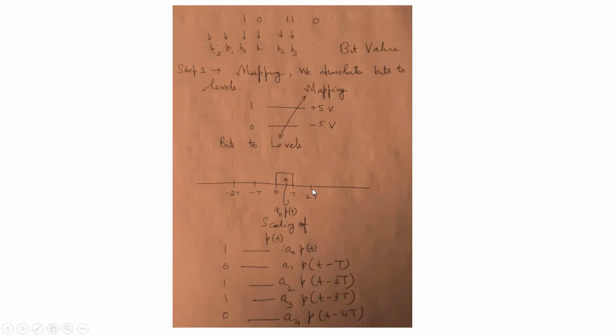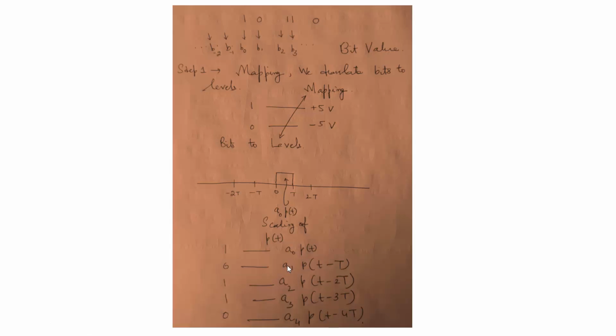From T to 2T seconds, it will again be multiplied with a certain amplitude, and then multiplied with the pulse waveform. Corresponding to 0, it will be a0 p(t), and this waveform from capital T to 2T seconds is delayed by capital T, so a1 p(t minus T). The third bit, 1 again, will be a2 p(t minus 2T), the next 1 will be a3 p(t minus 3T), and this 0 will be a4 p(t minus 4T).